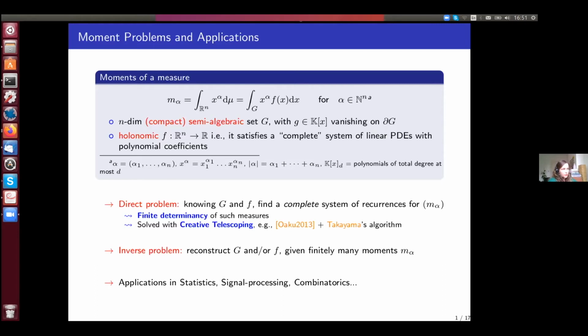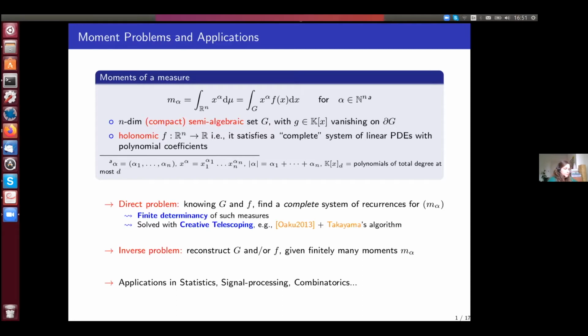So when we deal with this kind of moments and measures, there have been a lot of questions answered regarding what we call the direct problem, meaning knowing the support of our measure and also the density, we want to be able to say something about the moments. More specifically, we want to find a complete system of recurrences for the moments M alpha. When we are able to do that, we also say that this measure is finitely determinate.